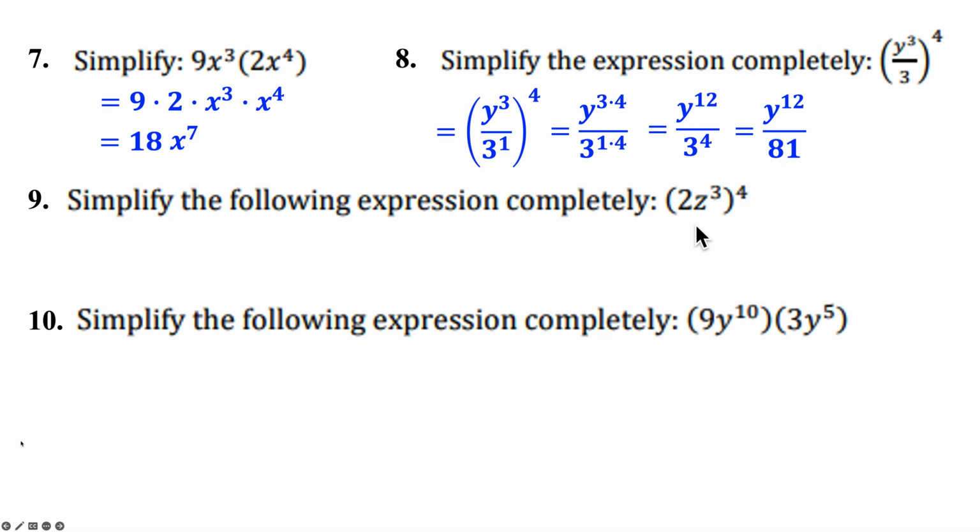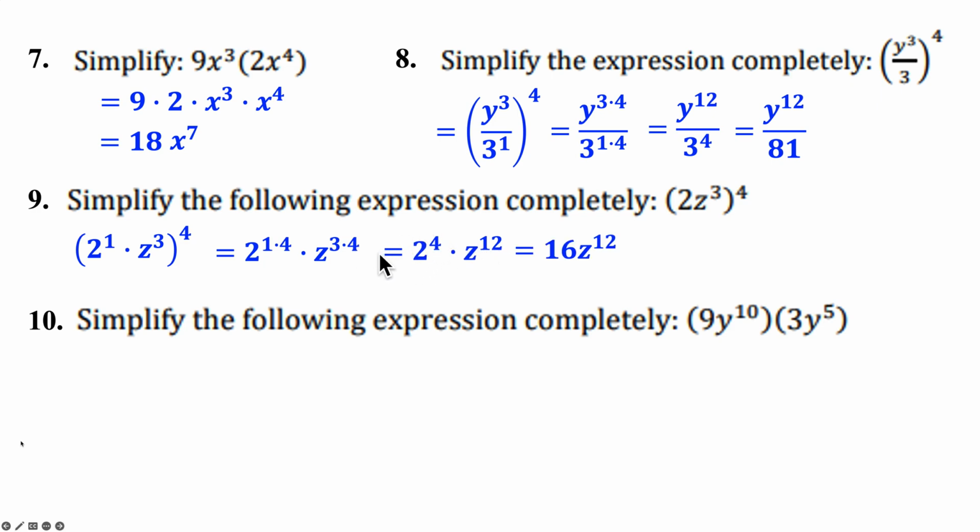Number 9, simplifying here, we have 2z to the 3rd, all to the 4th power. Again, there's no exponent on the 2, put a 1 there. The 4 gets multiplied to the 1 and to the 3. So 2 to the 4th times z to the 3 times 4, 12th. And you can simplify 2 to the 4th. We had that earlier. We called it 16. So 16z to the 12th.